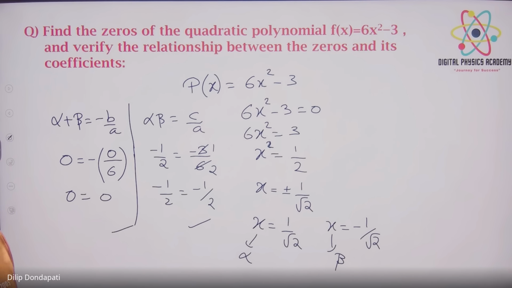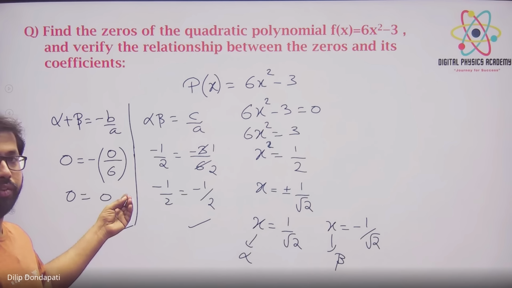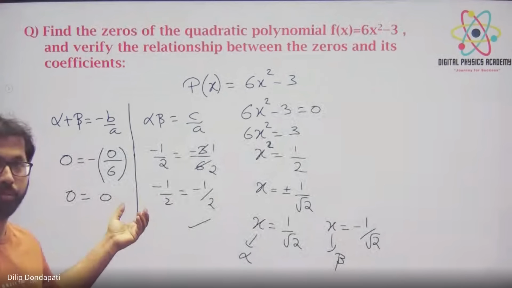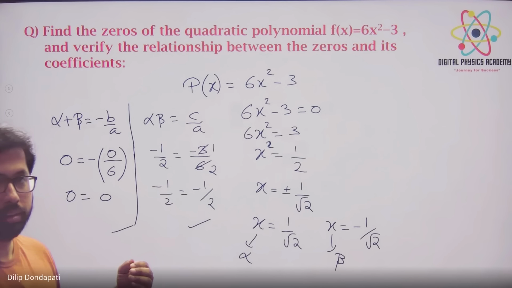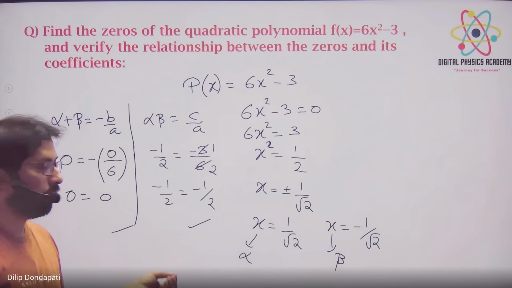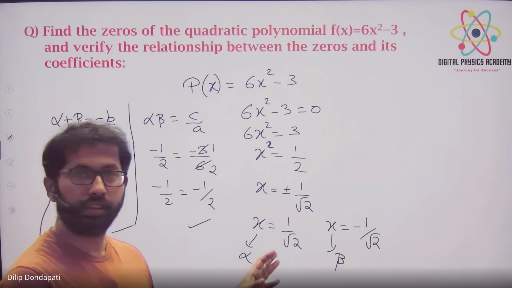So always they will use this to find the zeros and verify the relationship. One model is there. That model we are doing first initially. Some more models are there. We have to know some more formulas. It will be done. One or two classes में हो जाएगा chapter. Easy है. Okay.